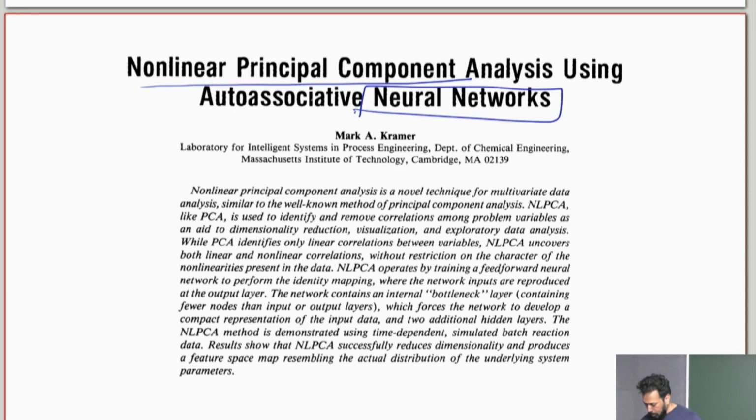Okay, so nonlinear PCA is a novel technique for multivariate data analysis, similar to the well-known method of principal component analysis, which is a nonlinear extension of PCA. And it adds, as with the usual PCA, dimensionality reduction and visualization, because if the data is low dimensional, I can visualize that, for exploratory data analysis.